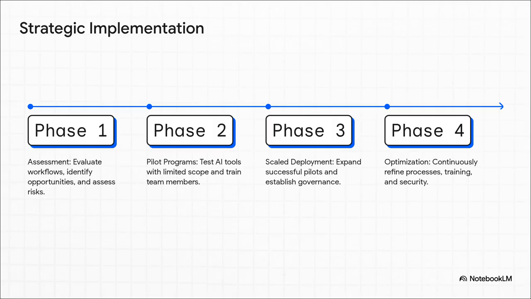You have to start small, with an assessment. Then you run pilot programs to test the waters. Once you find what works, you scale it up. And from there, you're in a constant cycle of optimization. It's all about evolving, not just implementing something once.